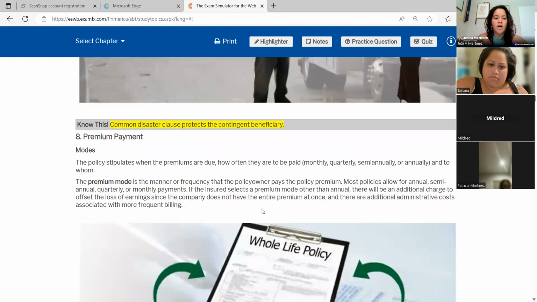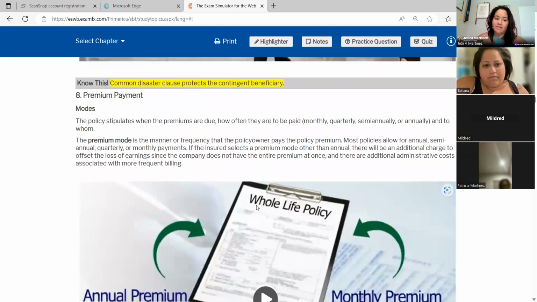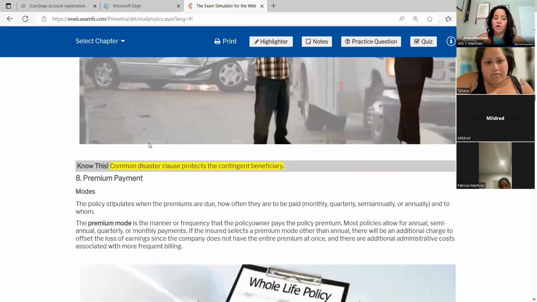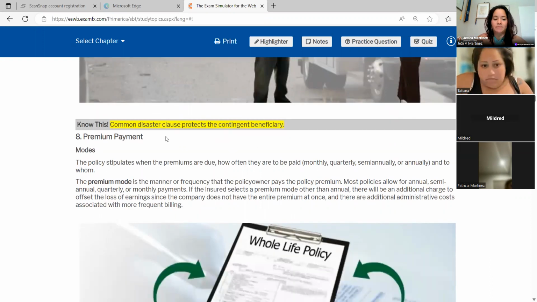Let's go a little bit more. Okay, so modes of premium payments. But note this before we go into premium payment: common disaster clause protects the contingent beneficiary. So it's a protection to them.